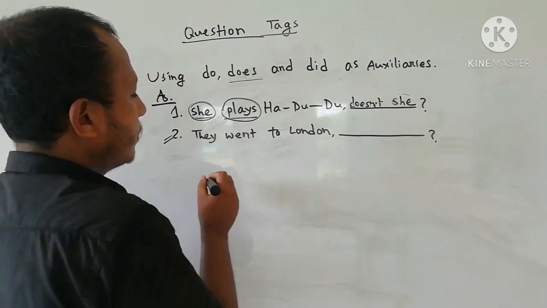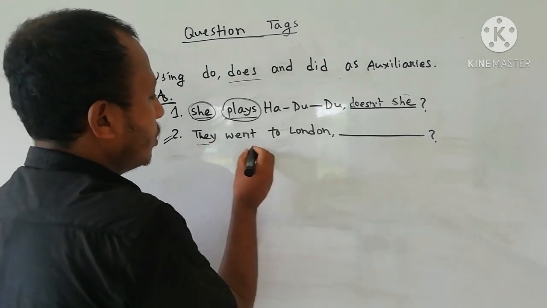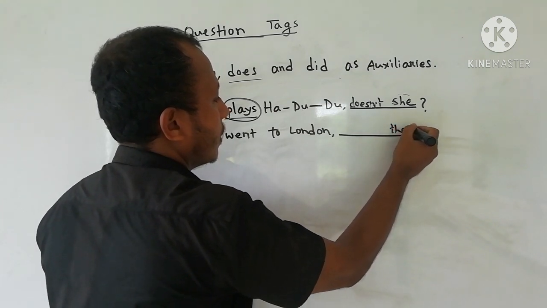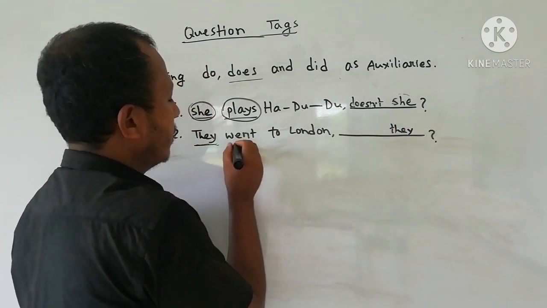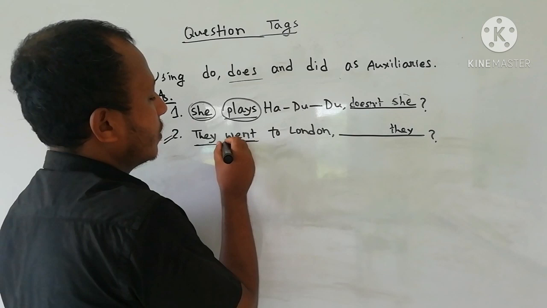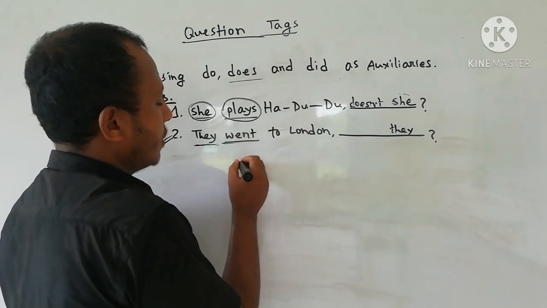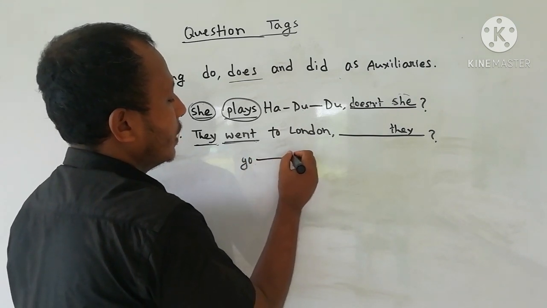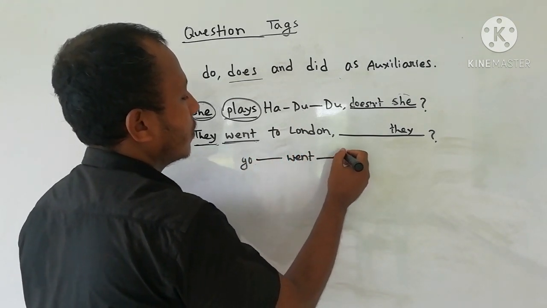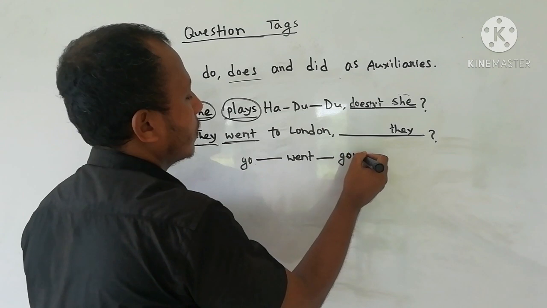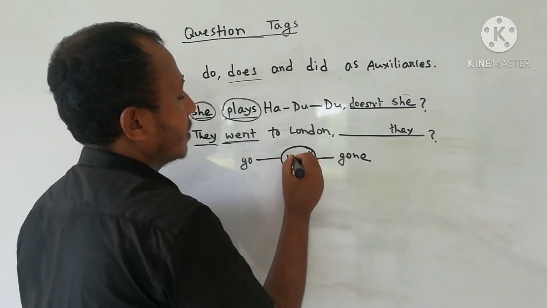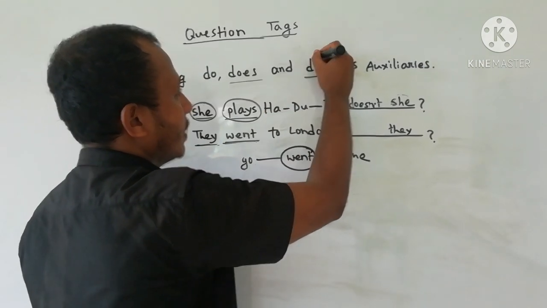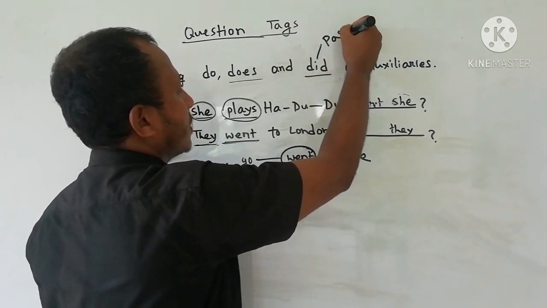Number 2, they went to London. Here the subject is they and an auxiliary must be needed. This is past tense. Went is past tense. The base form of went: go, went, gone. For past tense, you have to use did. Did will be used for past tense.